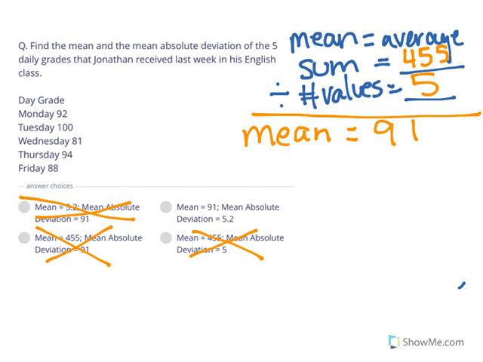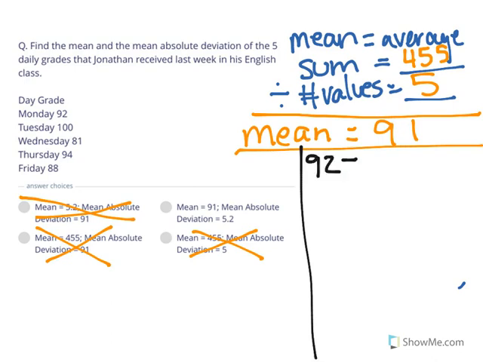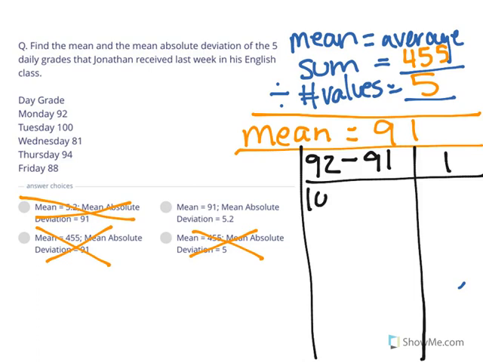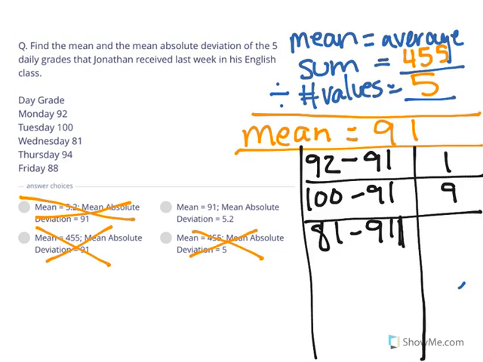But I want to make sure, so I'm going to find my distances. For my distances, I'm going to rewrite 92, and I want to find the distance from 92 to 91. So 92 minus 91 is 1. Then 100 minus 91 is 9. 81 minus 91, or 91 minus 81, but I'm looking for the absolute value. That's 10.